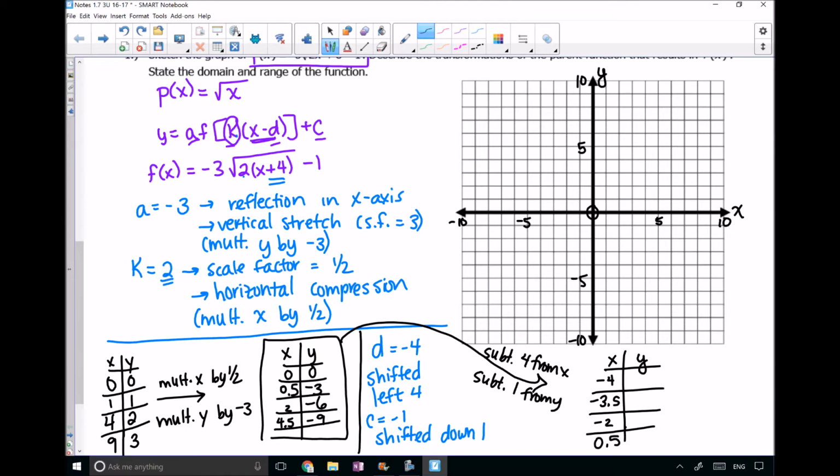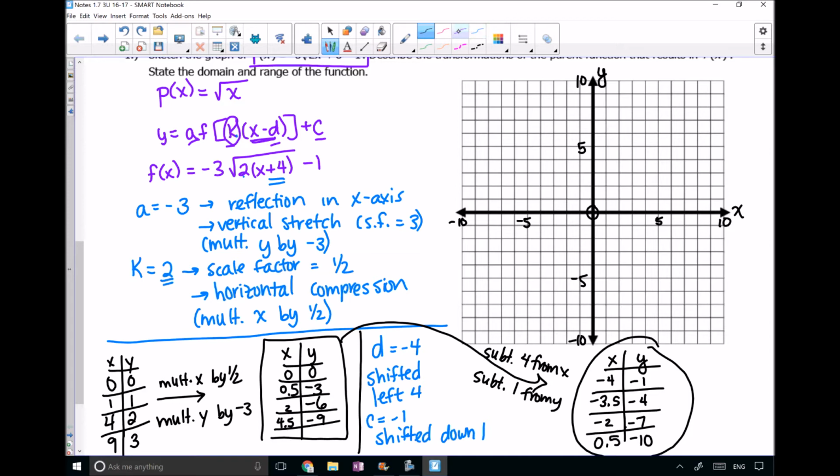Okay? And then when I shift these down, or when I subtract 1 from each one of these, 0 minus 1 is -1, -3 minus 1 is -4, -6 minus 1 is -7, and -9 minus 1 is -10. So this is going to give me enough points to be able to plot my graph. So let's go ahead and do that.